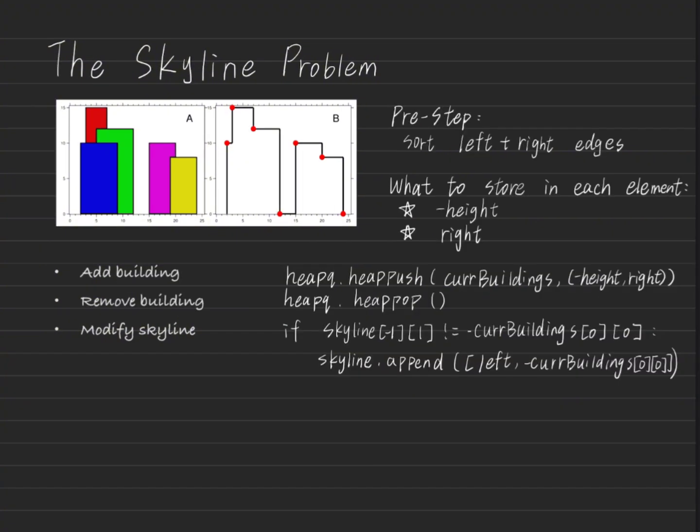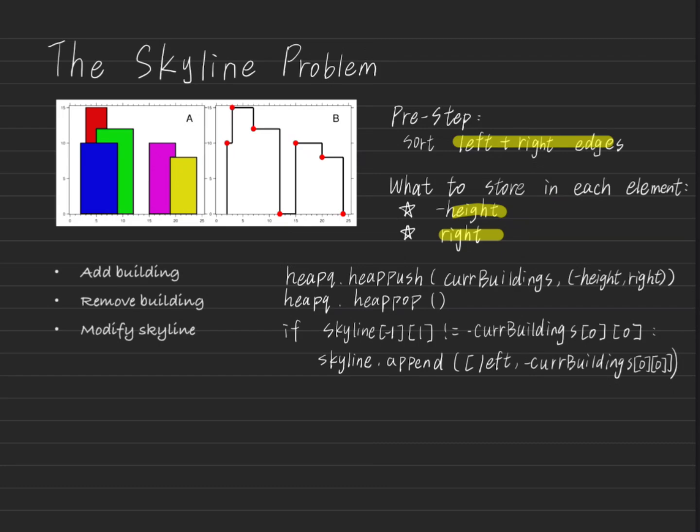As mentioned before, we'll check the left and right edges starting from the leftmost x-coordinates. So this means we need to combine both the left and right edges into a new data structure, sort by the x-coordinates, and then we're ready to build our heap. In each heap element, we need to store the height. Since Python by default maintains a min heap, we'll store the negative of the height to achieve a max heap feature. In addition, we also need to store the right edge, and this is helpful for us to know when to pop from the heap.